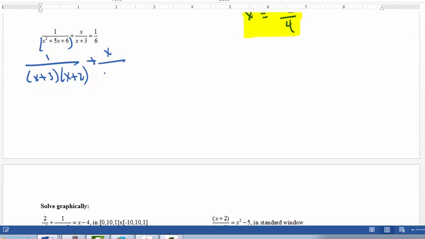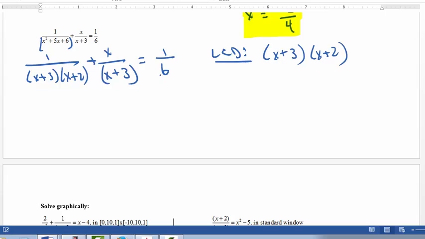And now it's going to be much easier to deal with, right? Because now I can see, all right, what's my LCD? I've got an x plus 3. I've got an x plus 2. But I also have the 6, and I can't neglect that 6. I need to include that 6 in my LCD. So that's my LCD, which means that I'm multiplying both sides, or each term here, by that.